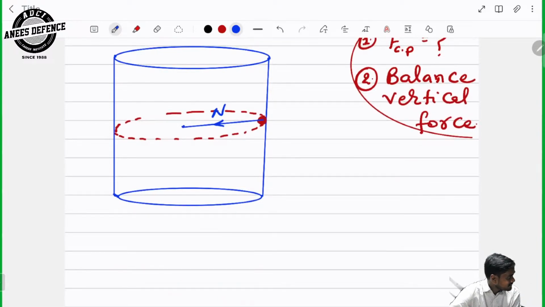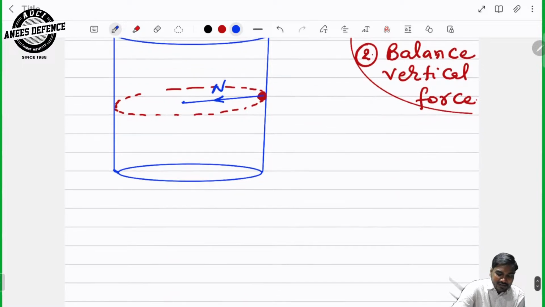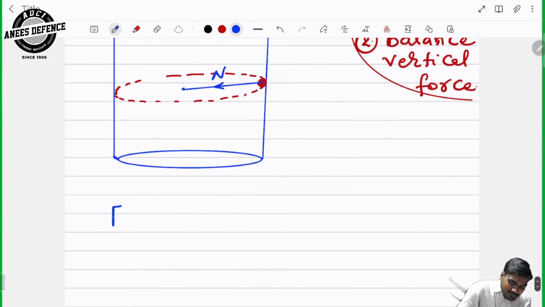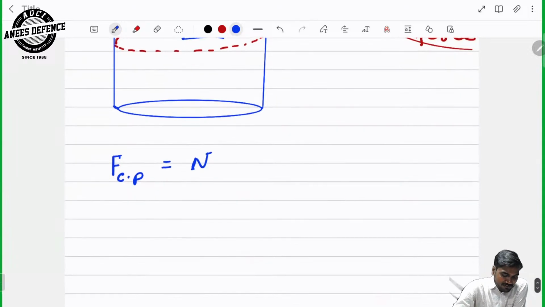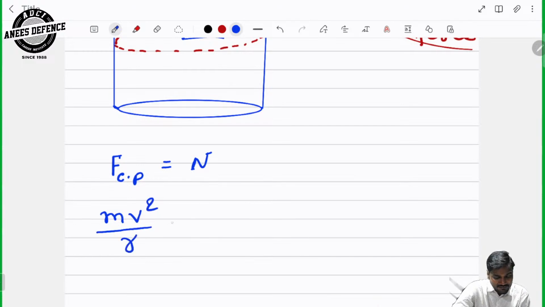Normal reaction. So you can write that centripetal force is nothing but the normal reaction. Yes or no? Yes. Simply. So make an equation. Formula of centripetal force, m v square upon r, is equal to N. Right? Okay. Equation number 1.